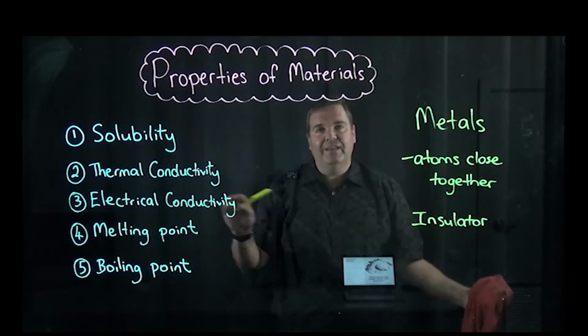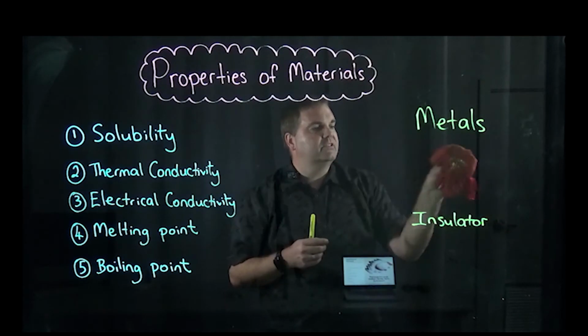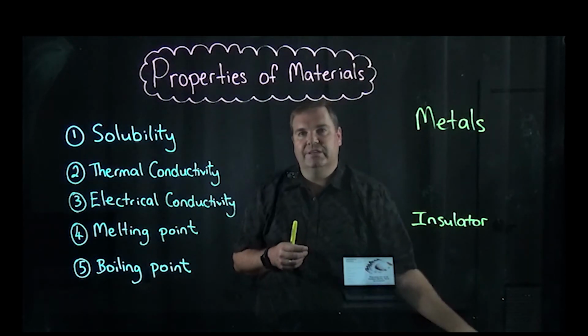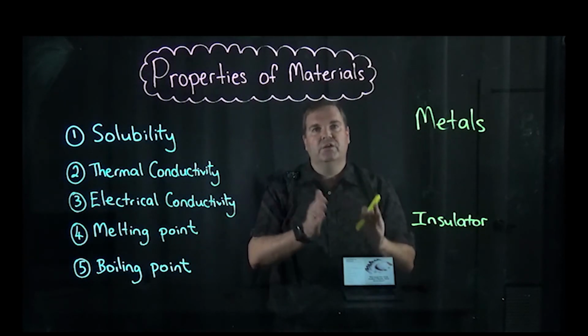Now if we talk about electrical conductivity, it's very, very similar, and we can keep looking at metals as good examples of electrical conductors. Okay? An electrical conductor is something that will allow an electric current to go from one end to the other.